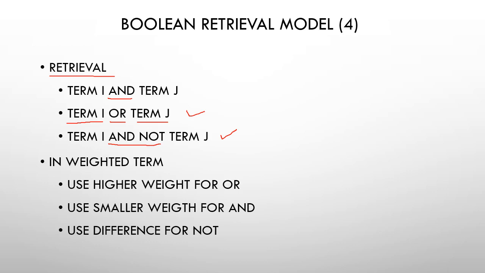Okay, now with weighted terms, if we have an operator of AND, OR, or NOT, the way we calculate the similarity is like this. We use the higher weight for OR. We use the smaller weight for AND. And we use the difference of the two weights for NOT.